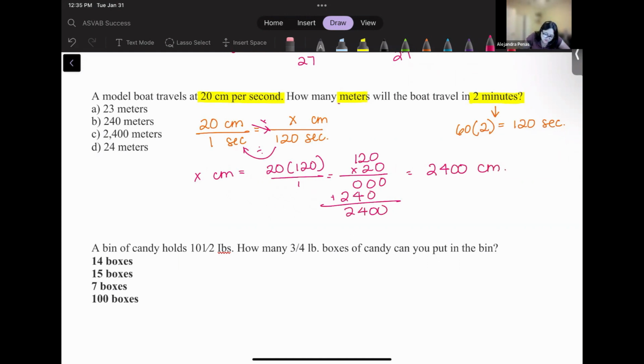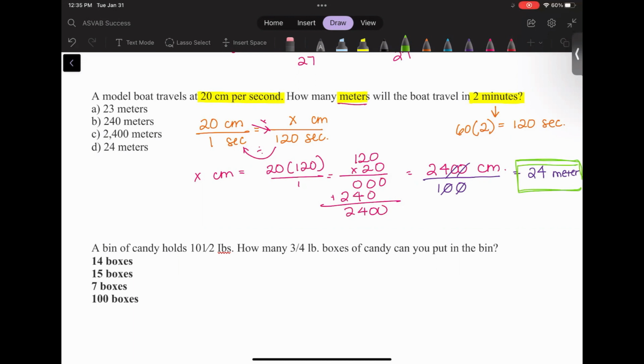But the question is asking us for meters. So now we need to convert these centimeters into meters. And I will ask you the question: how many centimeters are in 1 meter? 100. 100, which means that if I want to convert these centimeters into meters, I would need to divide this by 100. The zeros cancel out. So this is going to equal 24 meters.